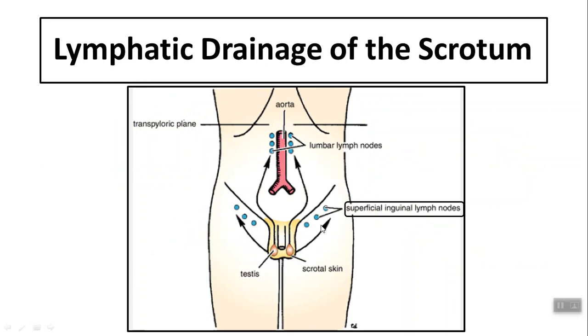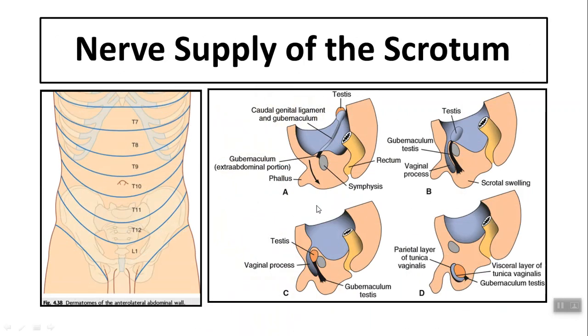What is the lymphatic drainage of the scrotum? The skin of the scrotum and the tunica vaginalis drain to the superficial inguinal lymph nodes. What is the nerve supply of the scrotum? As we mentioned previously, the scrotum is an outpouching of the lower part of the anterior abdominal wall. It will drag its nerve supply with it also.